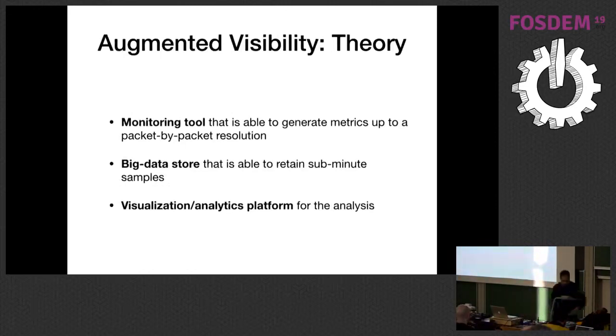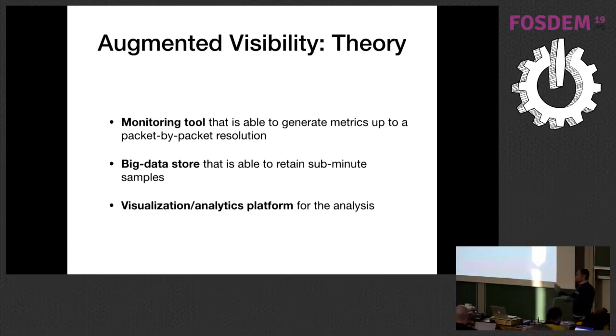Okay, so now that we have seen the motivation and how useful it can be to have high-resolution metrics, let's see how we can build a solution using open source software. What do we need to build this solution? Basically, we need 3 pieces of software. We need software that can do the monitoring and that can see the packets, so it can generate high resolution metrics.